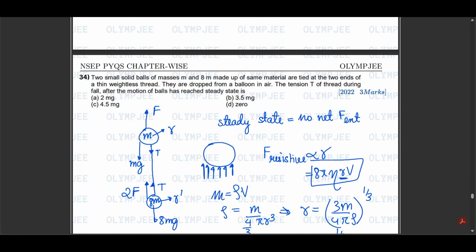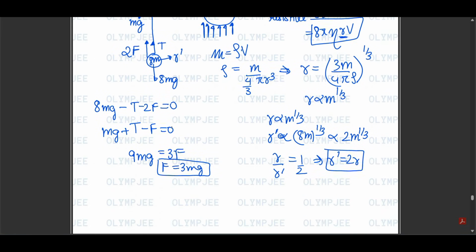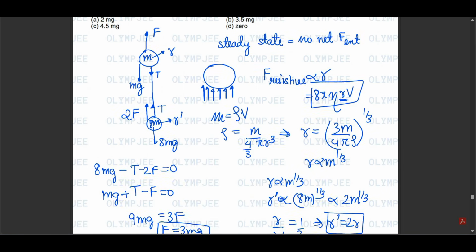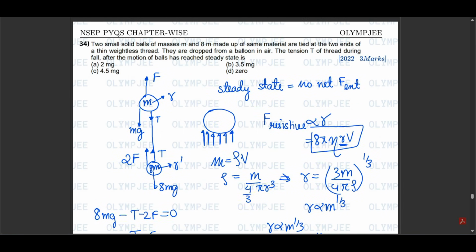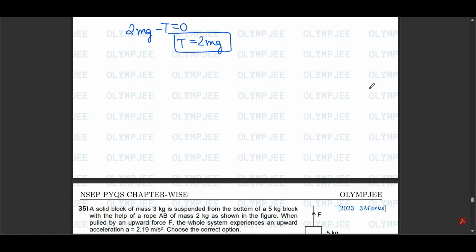And now we have to find the tension. So we'll put F as 3mg here. So this will be 2mg minus T is equal to 0. So the tension will come out as 2mg. So this is the final answer. This was a nice question, and if you have read the fluid chapter, then it becomes even easier. So the answer will be A option. This was a very nice question.